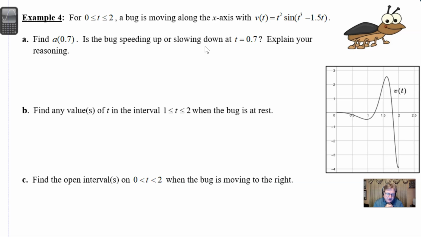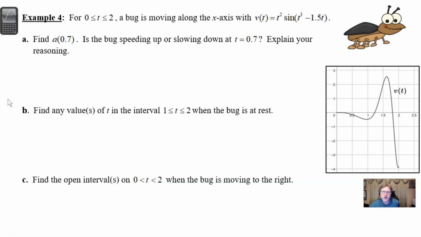v(t) is equal to t squared times sine of the quantity t cubed minus 1.5t. Apparently that is what the graph of velocity looks like. So what we're going to do is answer several questions. First of all, we're going to find a(0.7), and we're going to ask if the bug is speeding up or slowing down at time 0.7. And of course, we're going to have to explain our reasoning just a little bit there.